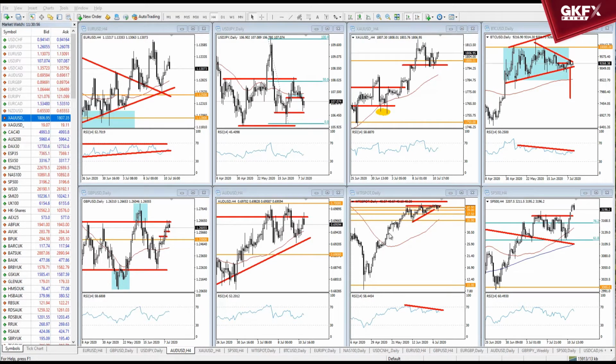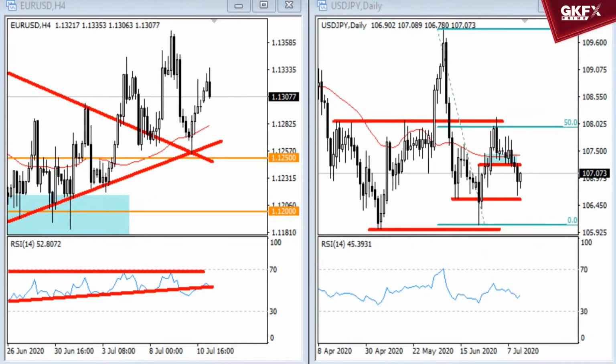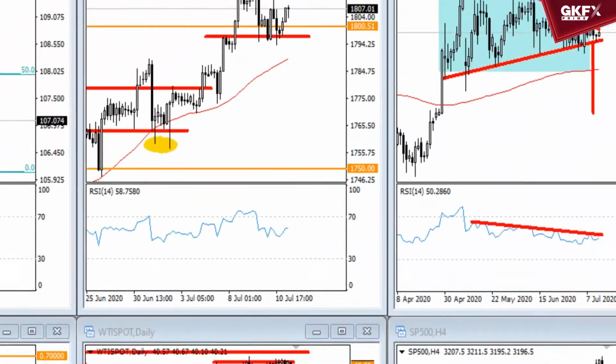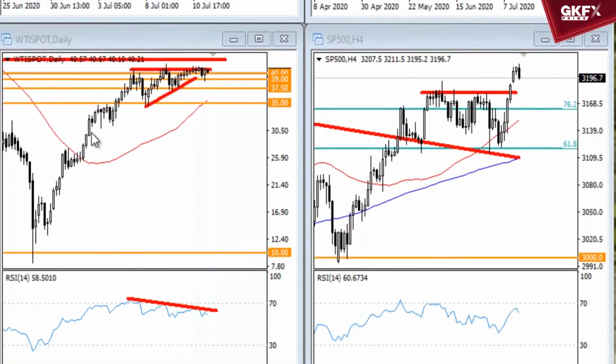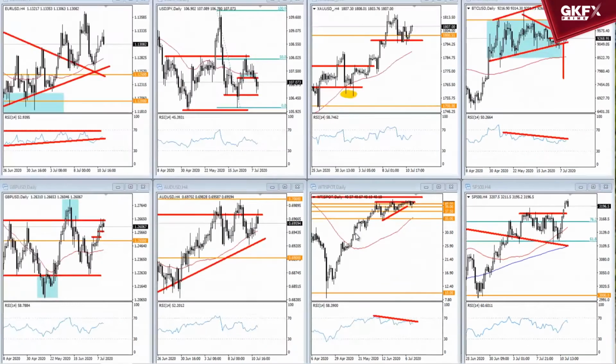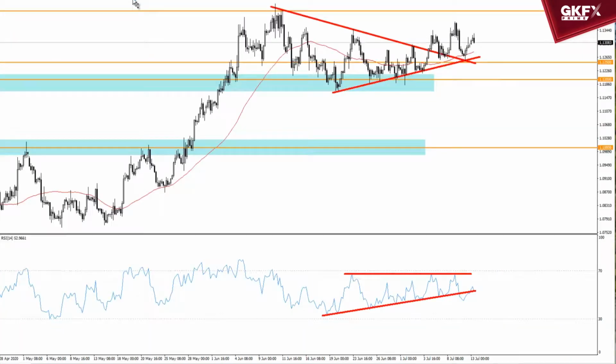The general idea today is that we would look at some technical analysis for the euro dollar and the dollar yen and pound dollar and the Aussie dollar and gold and Bitcoin and WTI crude oil and the S&P 500. So without further ado, let's have a look at the euro.